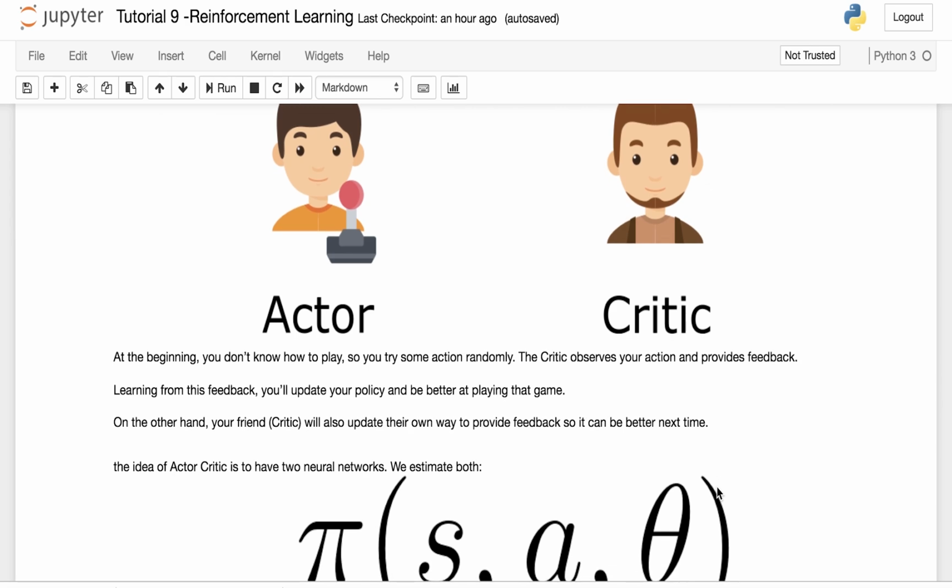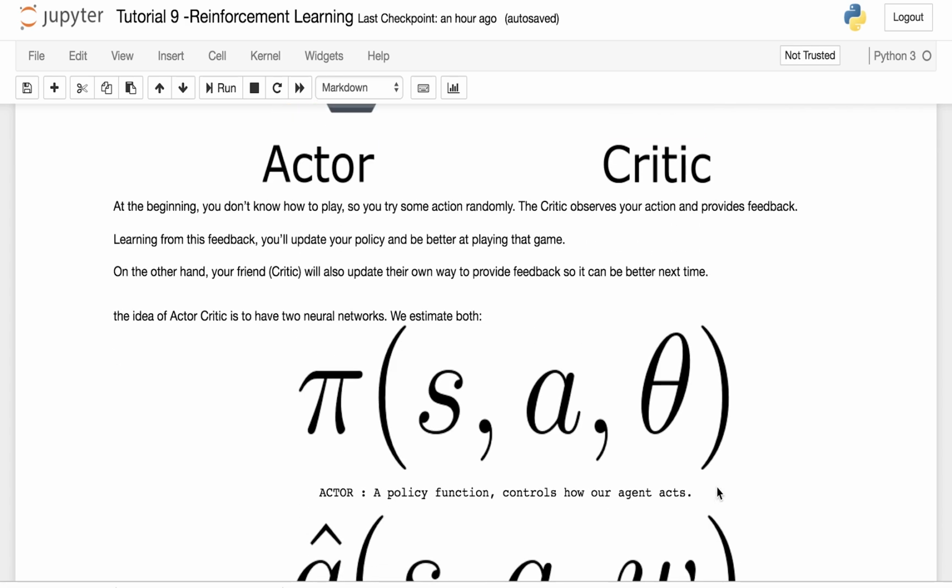On the other hand, your friend the critic will also update themselves and provide feedback, so they can be better next time. So you update yourself, you're taking better actions, and your critic updates himself too. So he will give you a better critique. It's simultaneous, a two-level learning algorithm. Okay, great.